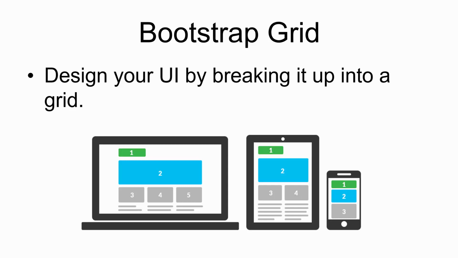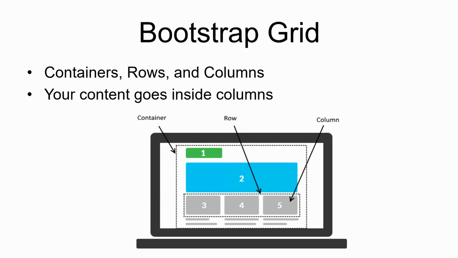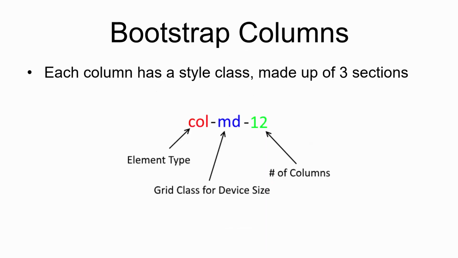the Bootstrap grid system. The key parts are containers, rows, and columns. So the most outer layer is your container. Inside of the container you have rows, and then rows are made up of one or more columns. And then your normal content that you think of, like your images, buttons, text, things like that, go inside of the columns. The columns themselves have a style class made up of 3 sections.